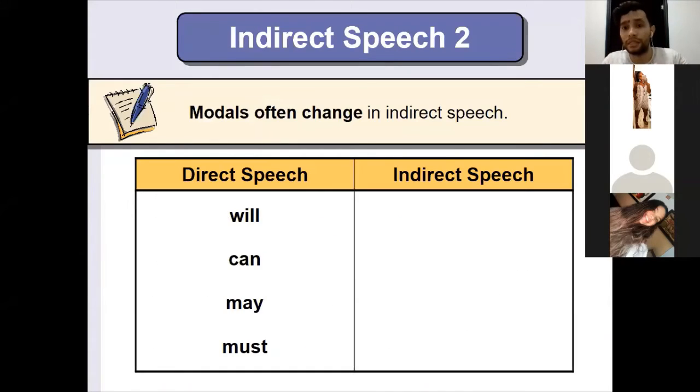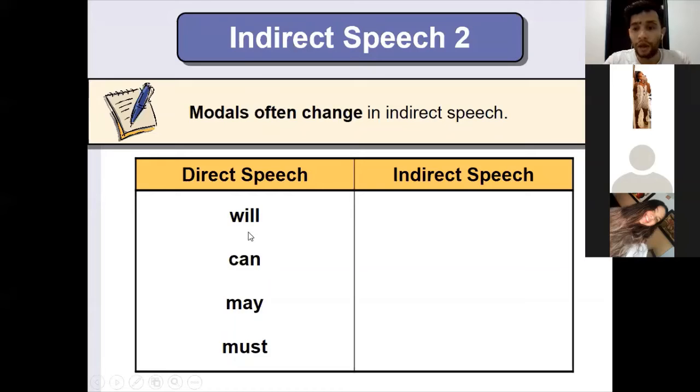Now, second use or second thing. In reported speech, not only the normal verbs change. We also change modal verbs, right? And you know that modal verbs, we have will, can, may, must, should, and the others. But here, we have the modal verbs that we change when we use reported speech.